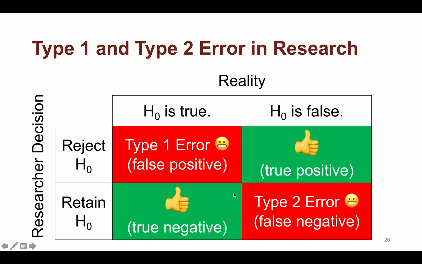And then, obviously, the other options are you could make correct decisions. So you could retain the null hypothesis when it's true, which is a true negative, or you could reject the null hypothesis when it's false, which is also a correct decision known as a true positive.